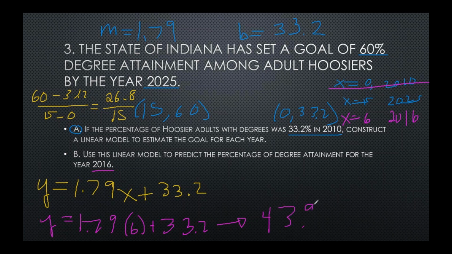Hey, and excellent job with the percent. Yeah, so we would guess that in the year 2016, 43.94% of Hoosier adults would have a degree, right? That's what this says. Excellent. And this would be a predicted value. When you use the linear model, that's predicted. Actual and predicted are usually, well, they can be close. They don't have to be, but very rarely are they going to be spot on. So just kind of keep that in mind.